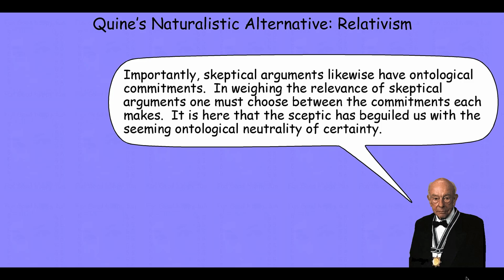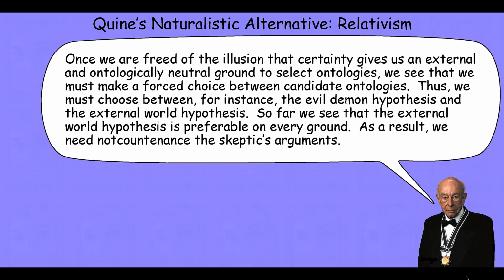Importantly, the skeptical arguments likewise have ontological commitments. In weighing the relevance of skeptical arguments, one must choose between the commitments each makes. And it is here that the skeptic has beguiled us with the seeming ontological neutrality of certainty. Once we are freed of the illusion that certainty gives us an external and ontologically neutral ground to select ontologies, we see that we must make a forced choice between candidate ontologies. Thus we must choose between, for instance, the evil demon hypothesis and the external world hypothesis. So far we see that the external world hypothesis is preferable on every ground, and as a result, we need not countenance the skeptic's arguments.